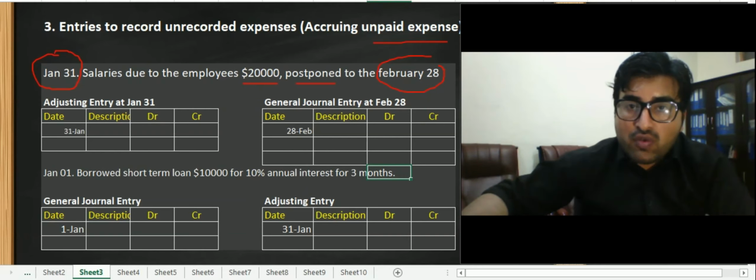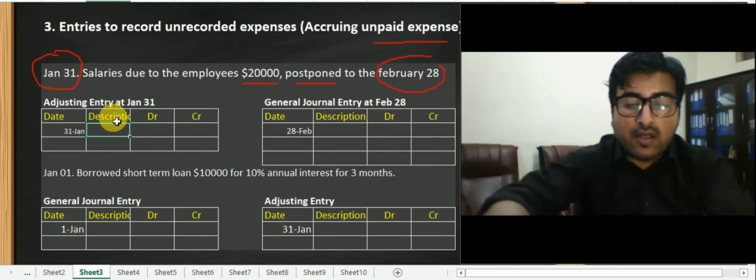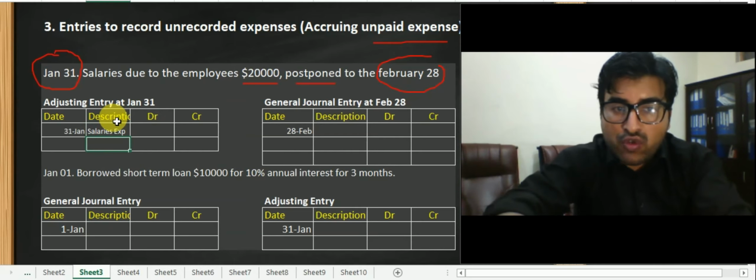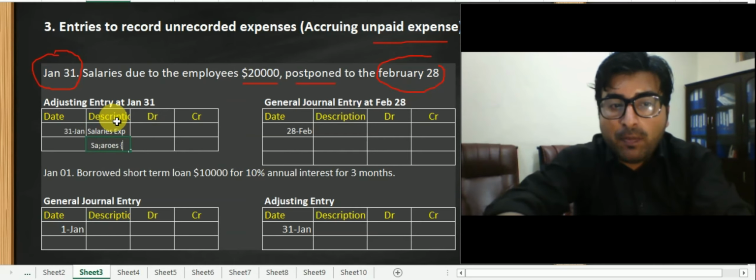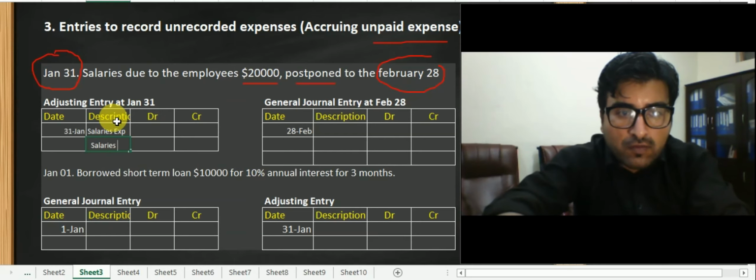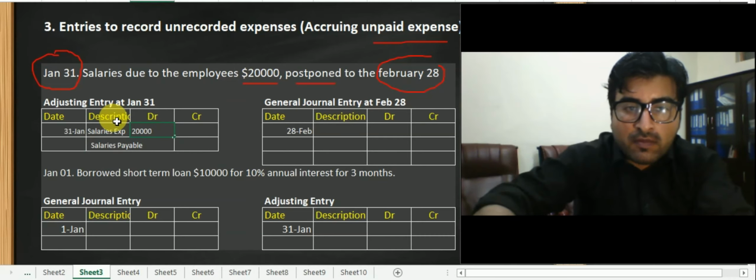No, expense incurred, recorded, no matter if you are not paying it. So that is why what we are doing here, on January 31st, salaries expense should be debited, right? And what should be credited? Salaries payable. Okay, salaries expense 20,000 and salaries payable 20,000.